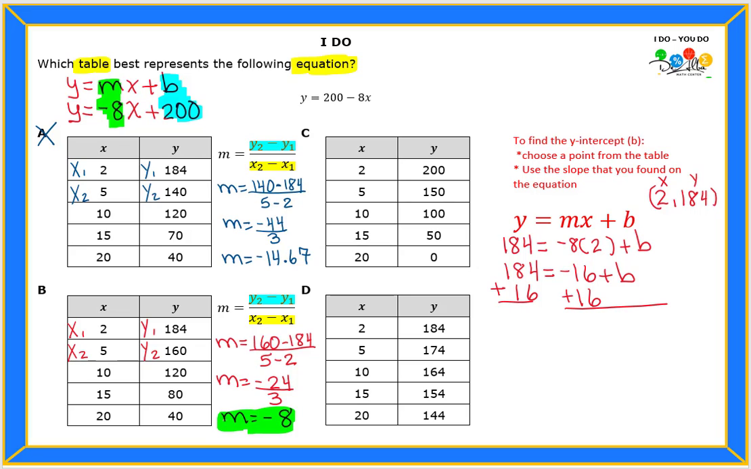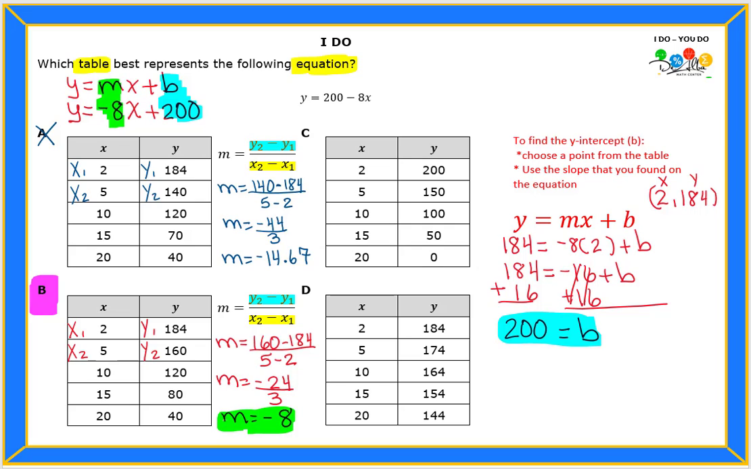So far, so good? All right. The 16s are going to cancel because one is positive, the other one is negative, which leaves the b by itself. If we add 184 plus 16, we get 200. And I hope you say, bingo, miss, because we found the number that I was looking for. We found the y-intercept of 200. Now I have both answers. So therefore, my answer should be letter B.